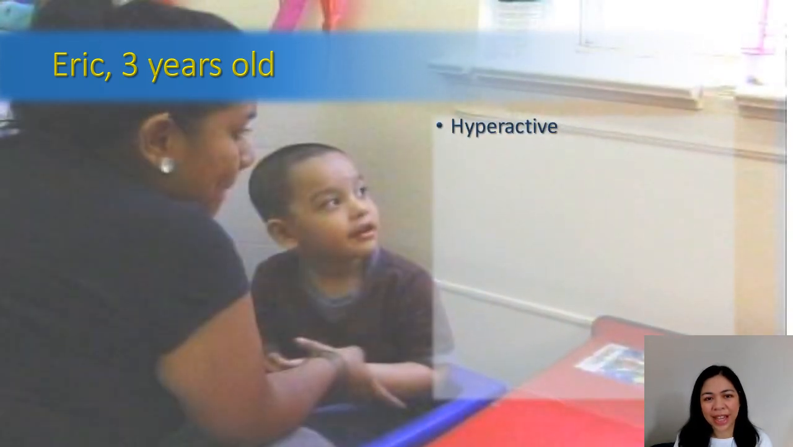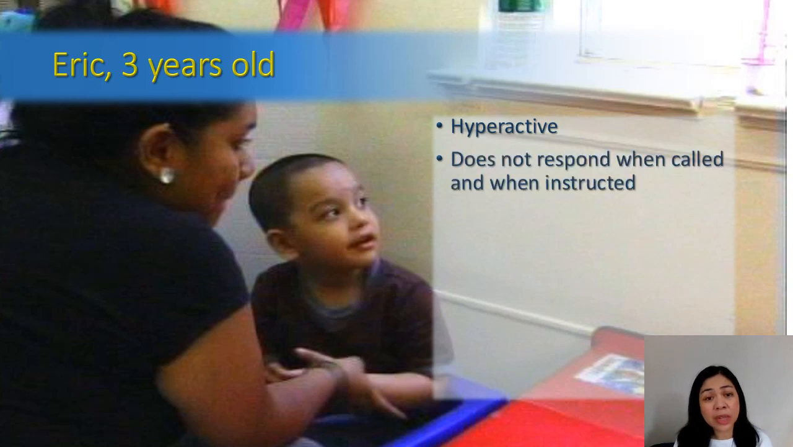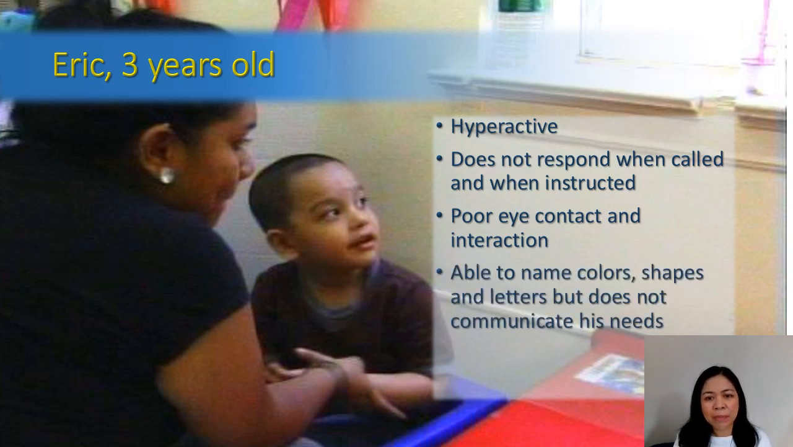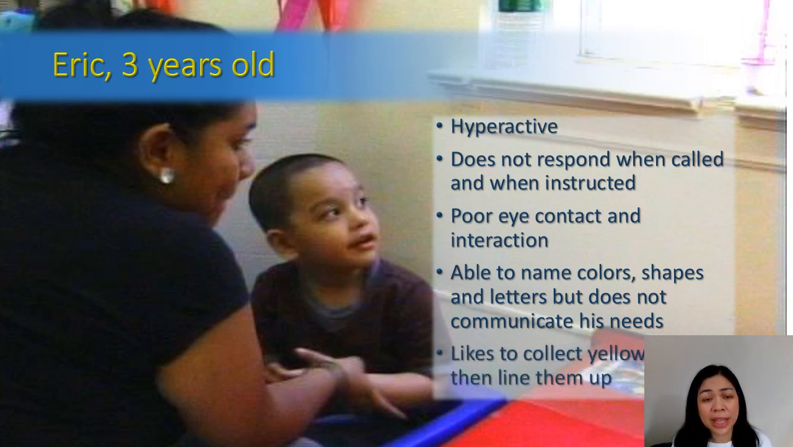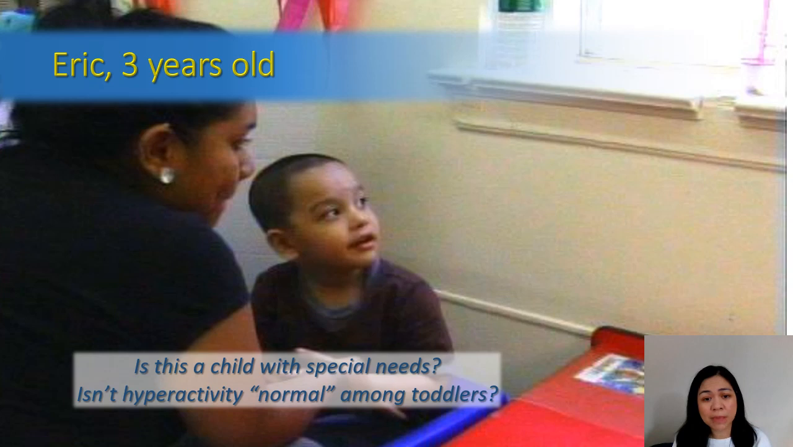This is Eric, and he's 3 years old. He's hyperactive, does not respond when called and when instructed, has poor eye contact and interaction, but is able to name colors, shapes, and letters, although he does not communicate his needs. He also likes to collect yellow pencils and then line them up. So is this a child with special needs? Isn't hyperactivity normal among toddlers?